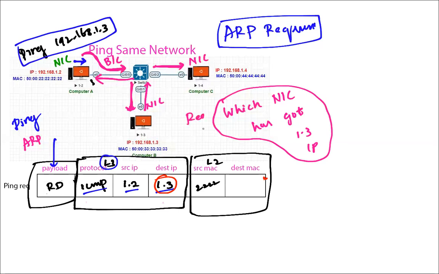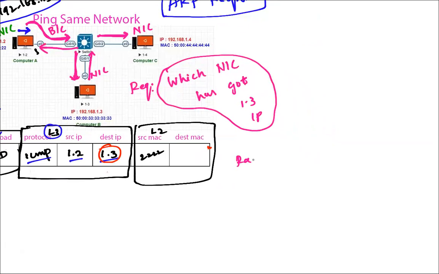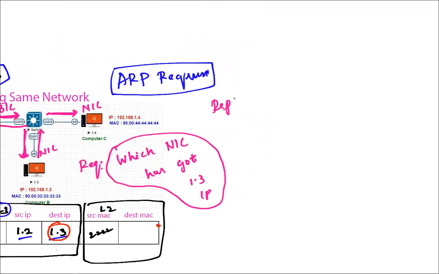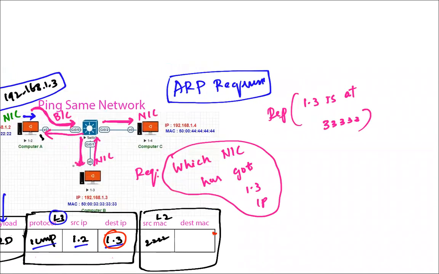This is the ARP request. The ARP request is going to look like this. How is the ARP reply going to look? Let me write it over here. The reply is going to look like this. What is it going to have? 1.3 is at which NIC? All three NIC. This is what the reply is. So this is a reply that's going to come from here to here.